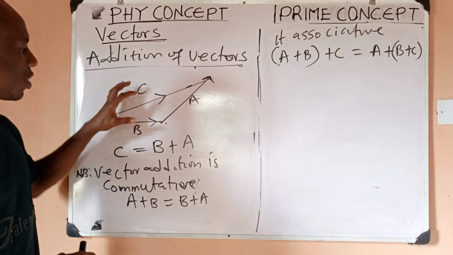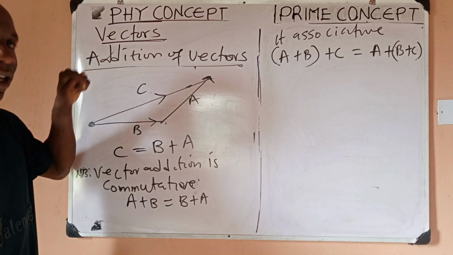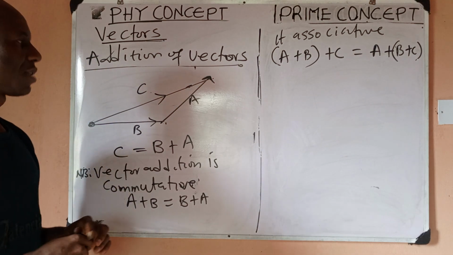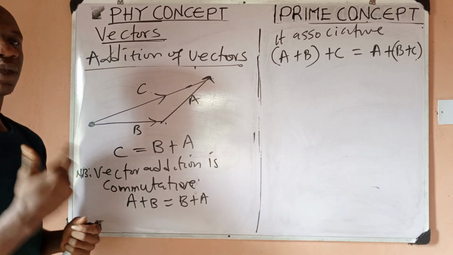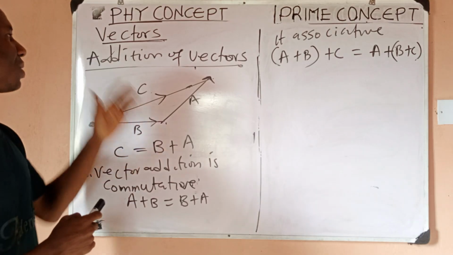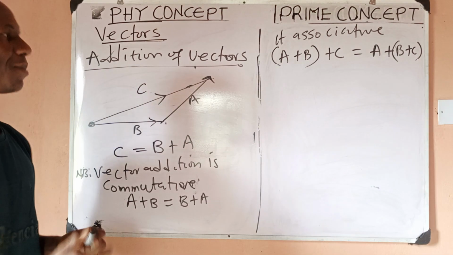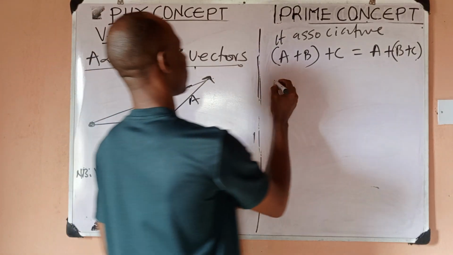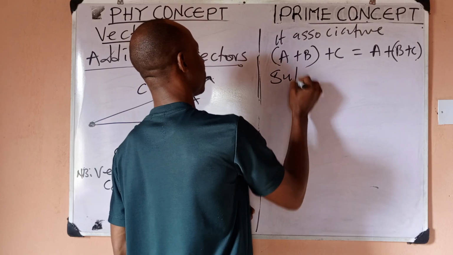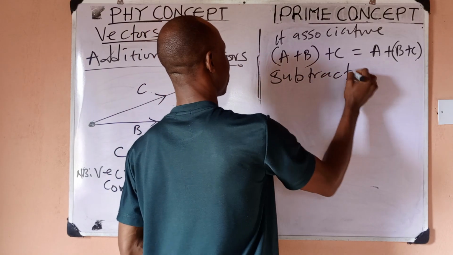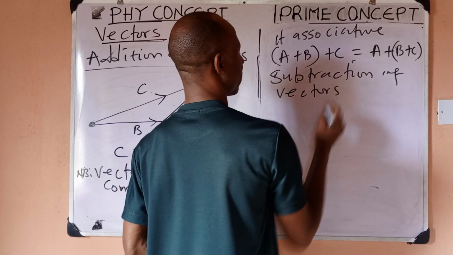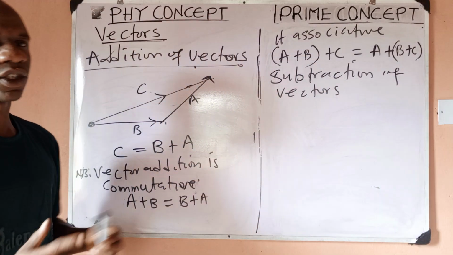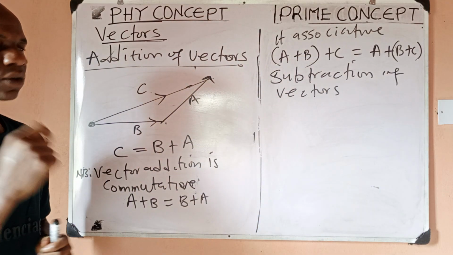Now, we're going to learn another method of vector addition. But before we learn that method, let's talk about vector subtraction, after which we can look at another method of doing vector addition, which is very important. So, subtraction of vectors. How do we subtract vectors? There are so many ways, but I'll stick to one.